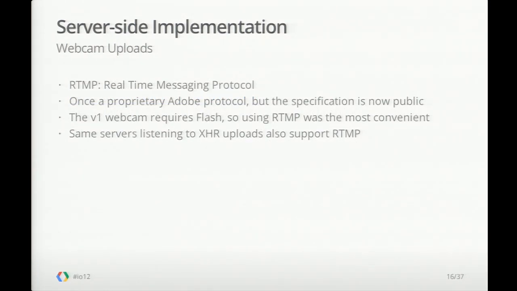For the webcam uploads, we use a protocol called RTMP, which stands for Real-Time Messaging Protocol. It was developed by Adobe. It was originally proprietary, but now it's public. The spec is public, and Google has its own implementation of that. And because the initial version of the webcam actually requires Flash, we don't yet have a full HTML solution. Using RTMP was very convenient because the Flash plugin itself and the Flash API support RTMP natively. And we actually use the same service for RTMP as we do for the file uploads.